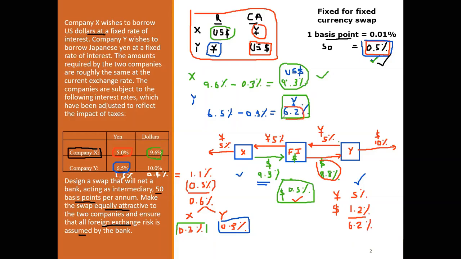But what is the issue? Now the 6.2% cost is in two currencies. So Y wanted only yen.